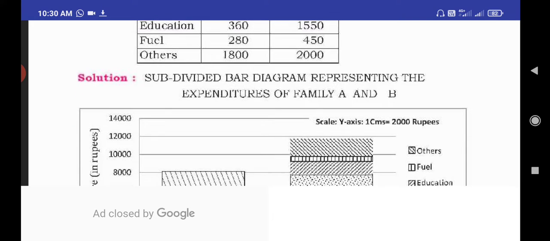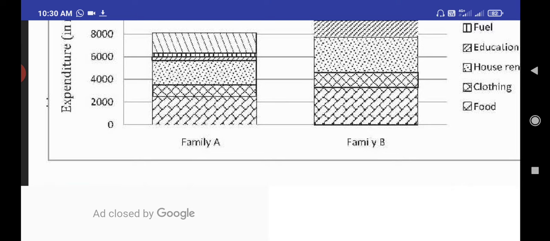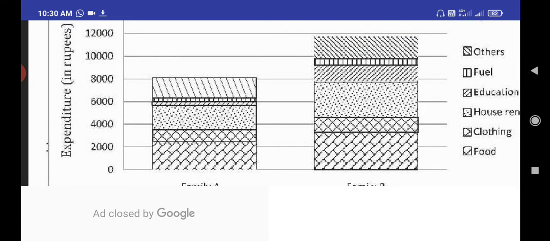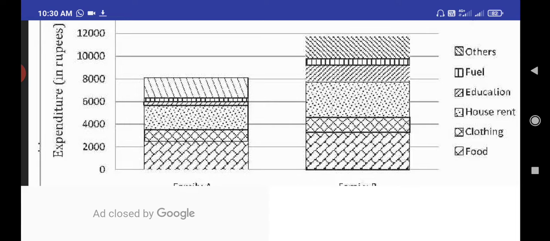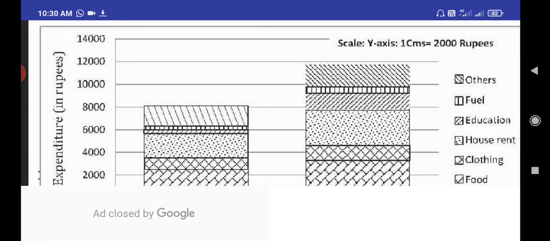Okay students, in this single diagram we have to use fuel, education, house rent, clothing, food, all the information of family A in the family A bar diagram. Coming to the family B bar diagram, we use fuel, education, house rent, clothing of family B in the family B bar diagram. Okay students, we have to subdivide the bar diagrams.